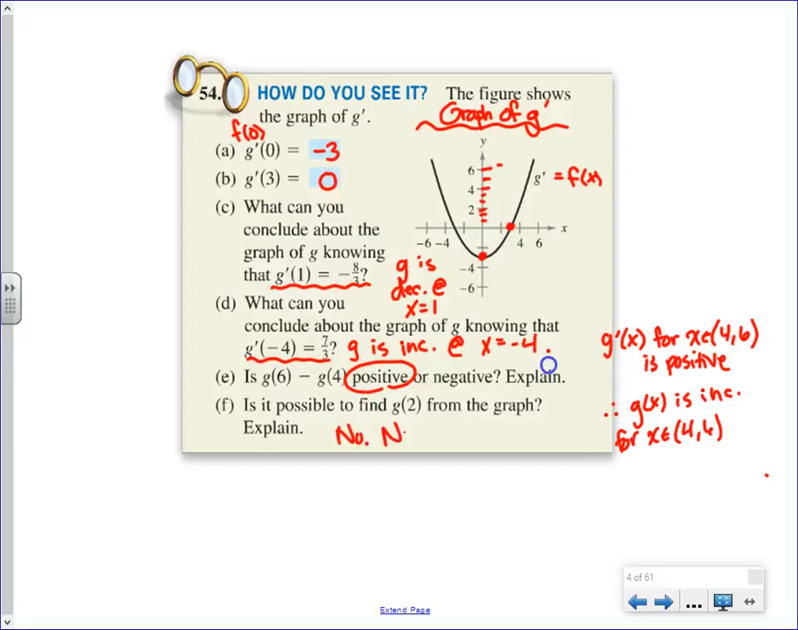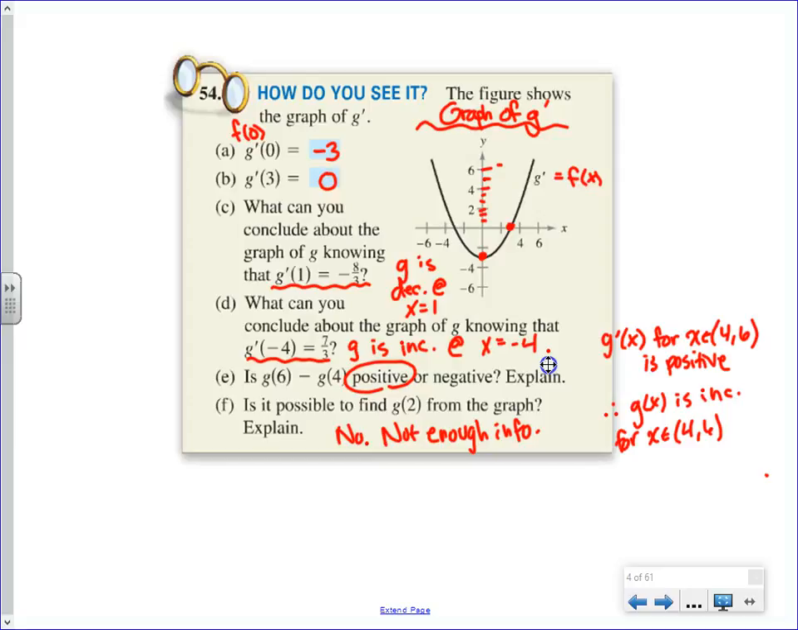For right now, we'll just say not enough info. We will definitely dig into that question a lot more, because there are some ways to know about actual g values from derivative graphs, but we need integrals and areas and all sorts of stuff. And technically from what's given, even in this graph, we don't have enough.